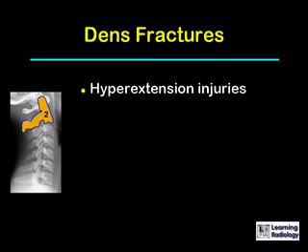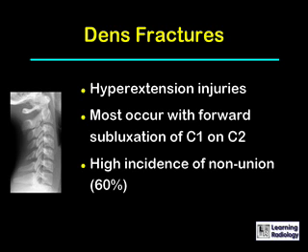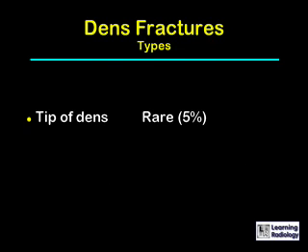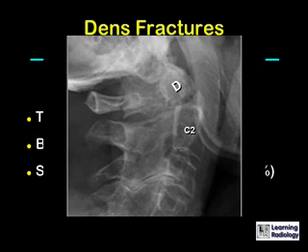Dens fractures are usually hyperextension fractures. They usually occur with forward subluxation of C1 on C2. There is a relatively high incidence of non-union of Dens fractures, as high as 60%, and they do tend to be stable fractures. There are three major types of Dens fractures. The rarest is the very tip of the Dens. The most common occurs at the base of the Dens, and the next most common is a subdentate fracture.